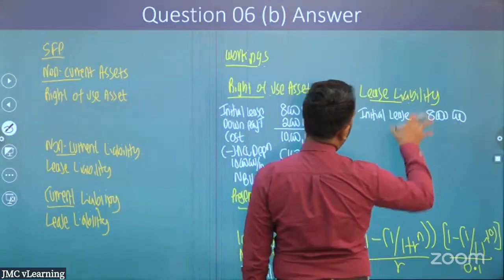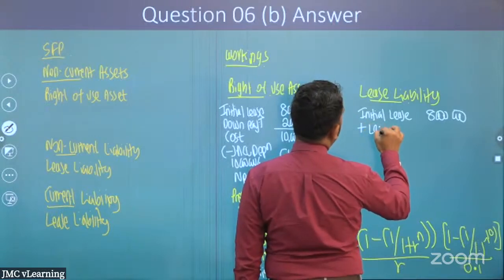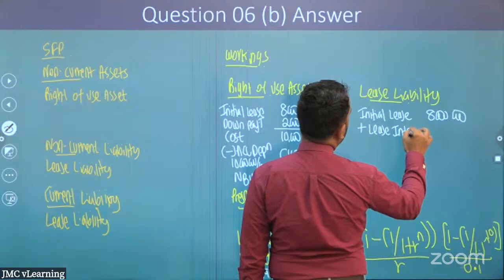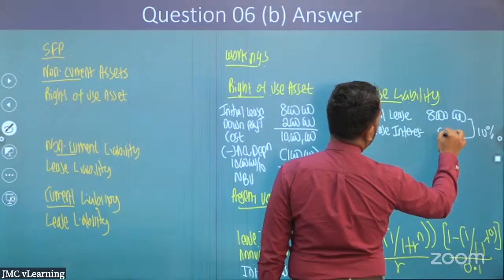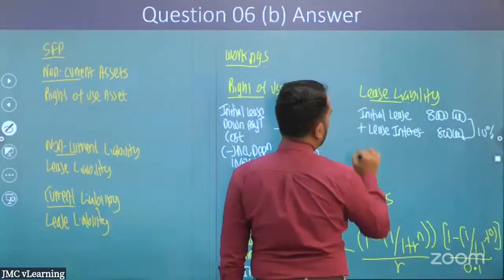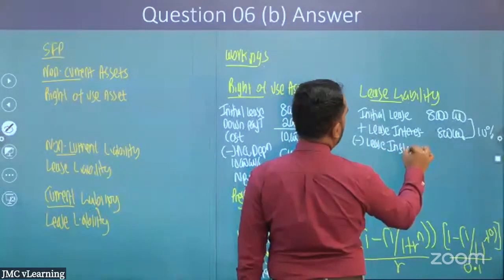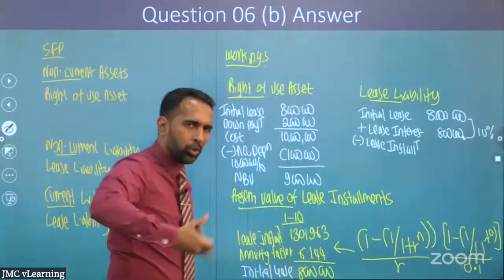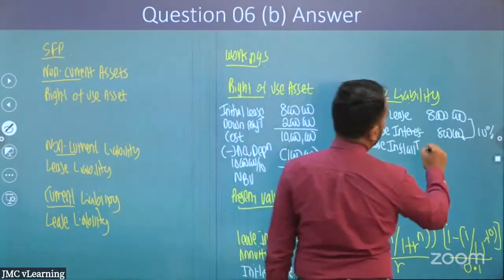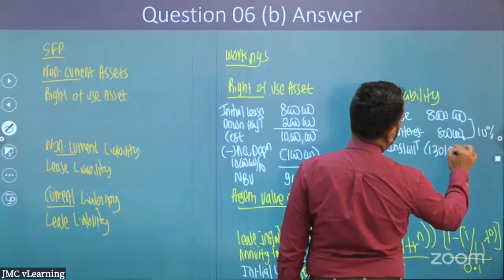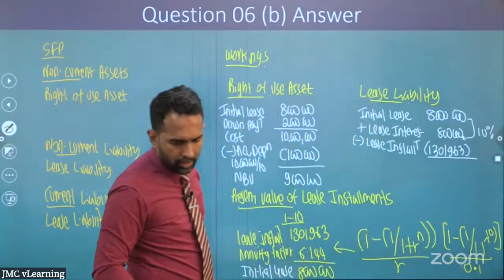Initial lease, then we'll look at the lease liability side. Initial lease 8 million. We have to add the lease interest. That is 8 million into 10%, 800,000. Then we need to deduct the lease installment. Now you all know that lease interest, we have to accrue to the liability. When we pay the lease installment, liability comes down. So 1,301,963. So we'll arrive at a closing liability.